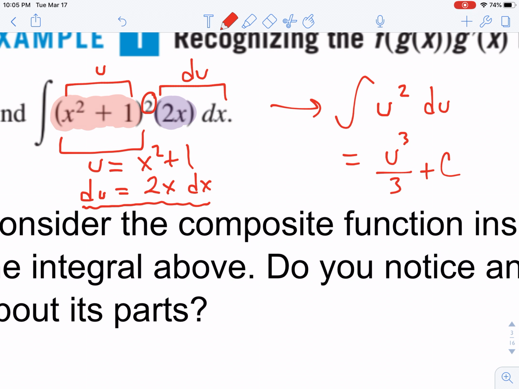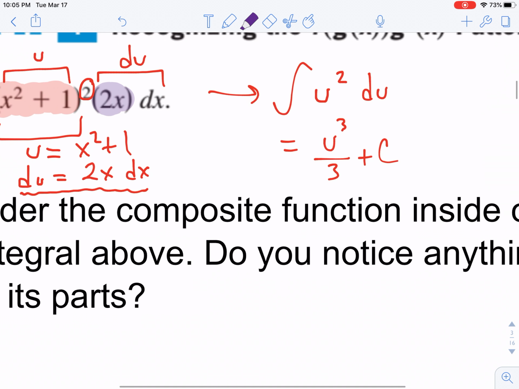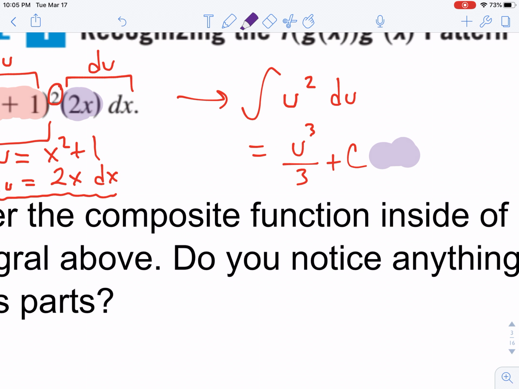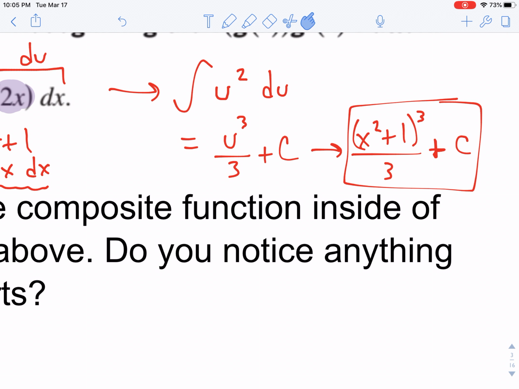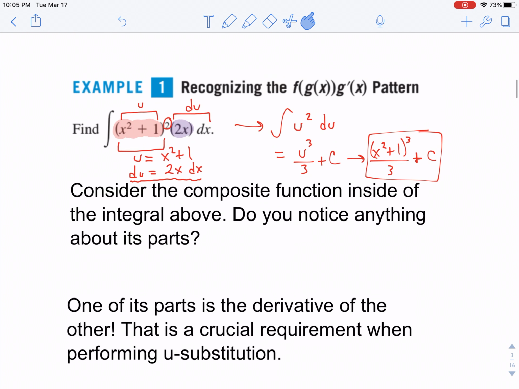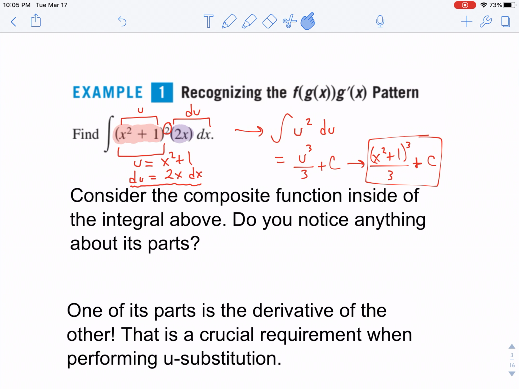And then finally, the last step is when we write our final answer, we take out the u expression, we put back in the x expression. So instead of u to the third power over 3, we're going to write x squared plus 1 to the third power over 3 plus c. And that is our integration by u substitution.